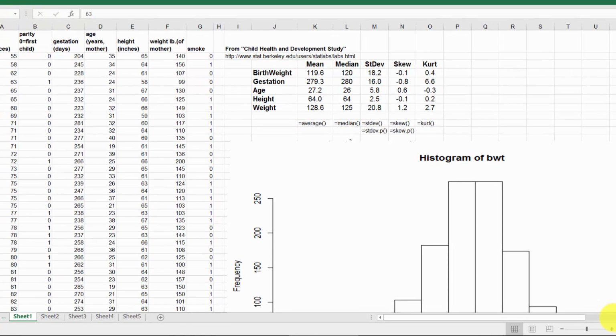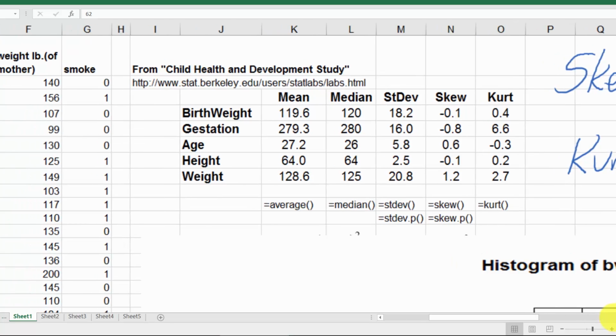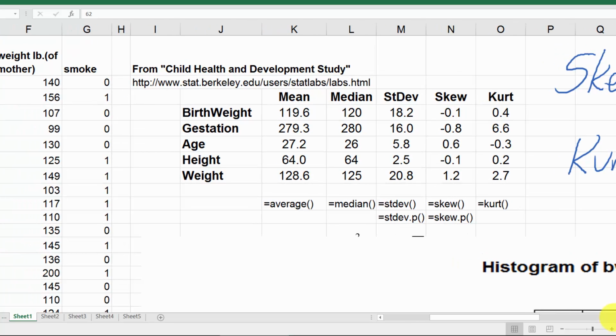In this video, let's focus on two measures that you might be interested in with data, and those are skewness and kurtosis. The data we're going to be looking at today is some data from the Child Health and Development Study that I downloaded from Berkeley, and I will include this link in the description.